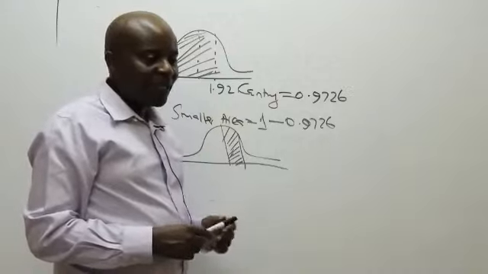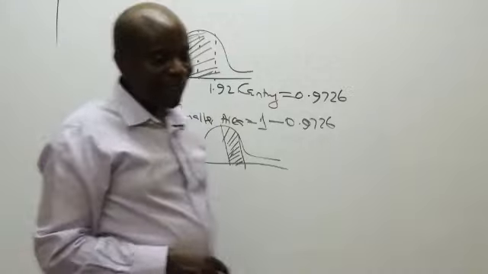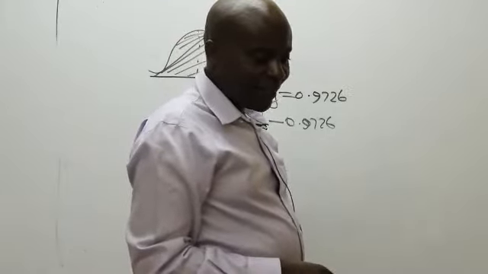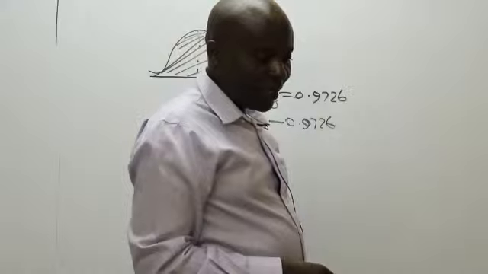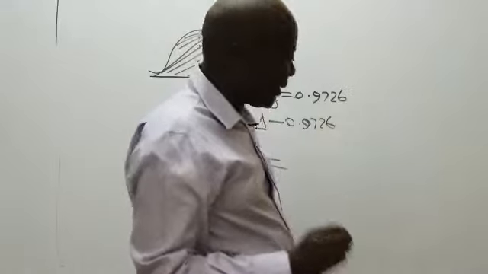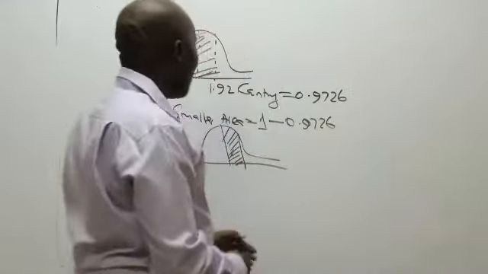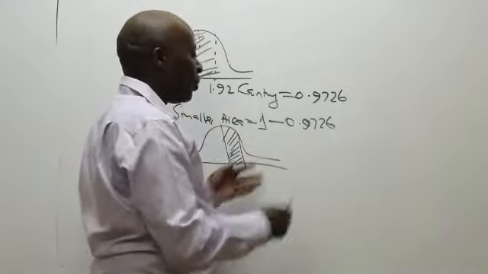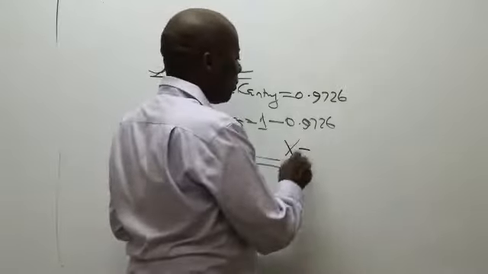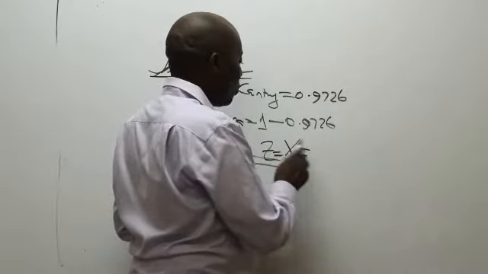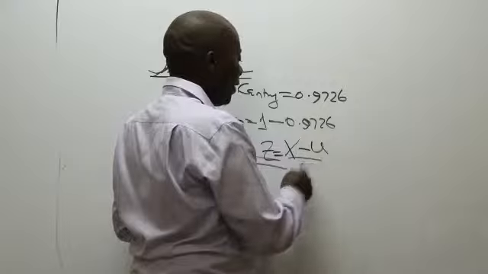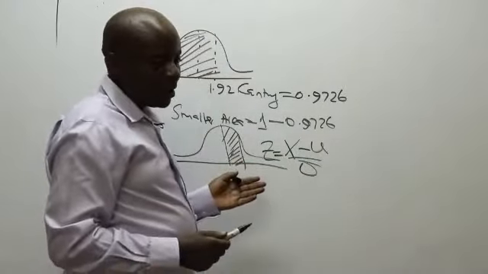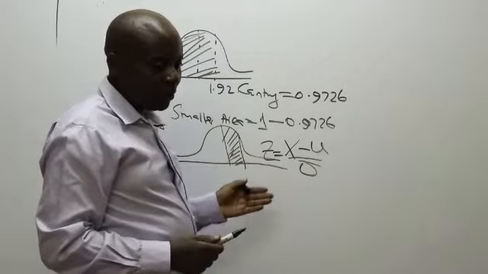And if that is the case, I would want to go to something different. When do we use X bar, and when do you use mu? Ladies and gentlemen, remember, this one is the normal probability computation. In the normal probability computation, we normally talk of Z being equal to X minus mu divided by the standard deviation.